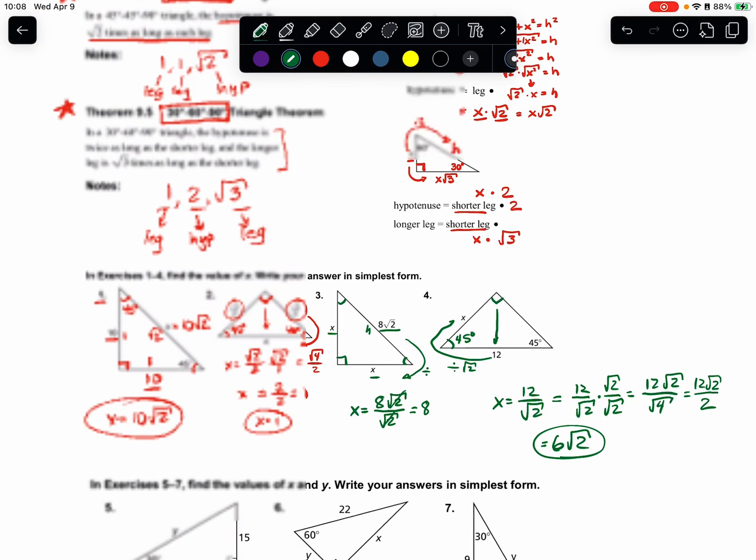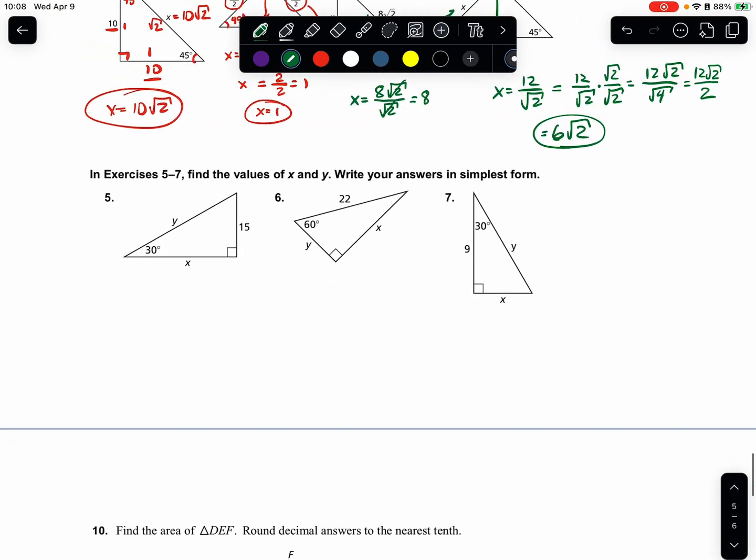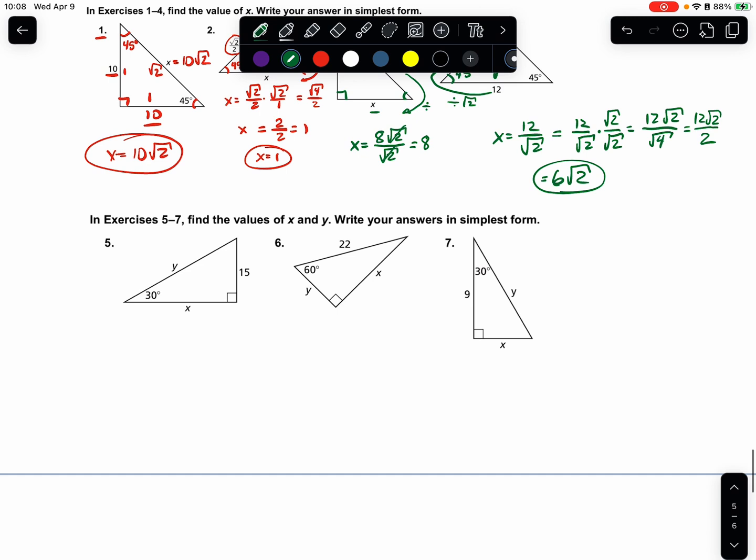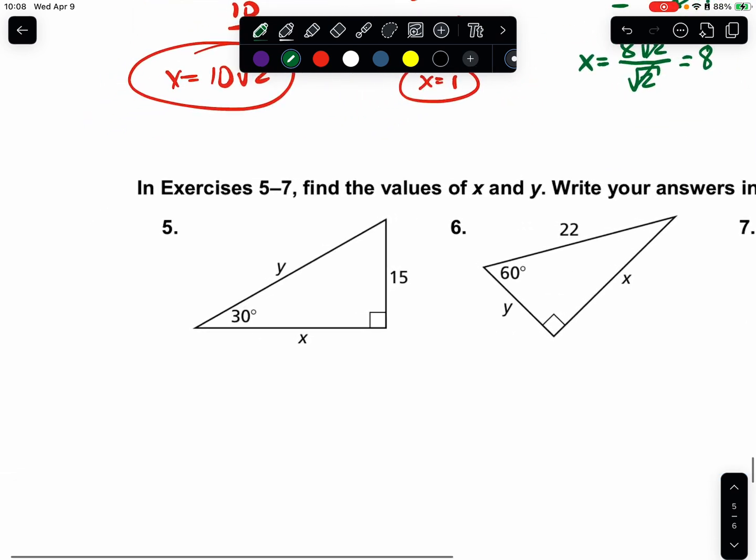Okay? And now for some examples. Notice there's some problems on the back side. We'll get there just a second.